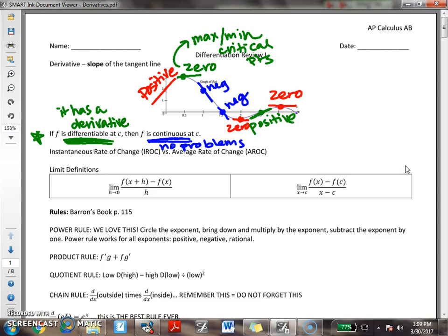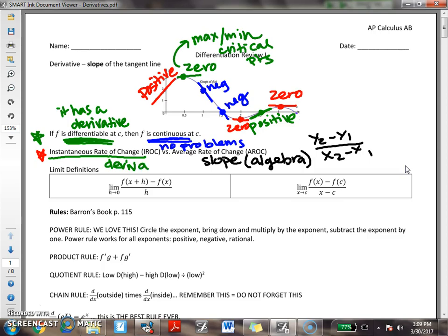Another thing that we're going to see in this review is instantaneous rate of change versus average rate of change. Average rate of change means slope, like in algebra, which is y2 minus y1 over x2 minus x1. Instantaneous rate of change means derivative, so we actually have to use rules of derivatives. In terms of limit definitions, we're going to see some problems that they try to confuse you because they give you a problem in this format, but really what they're asking is to solve for the derivative. We're going to go through that.